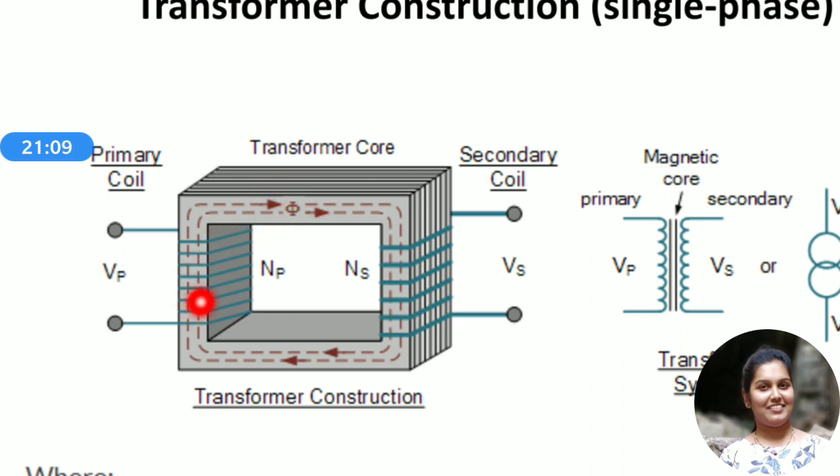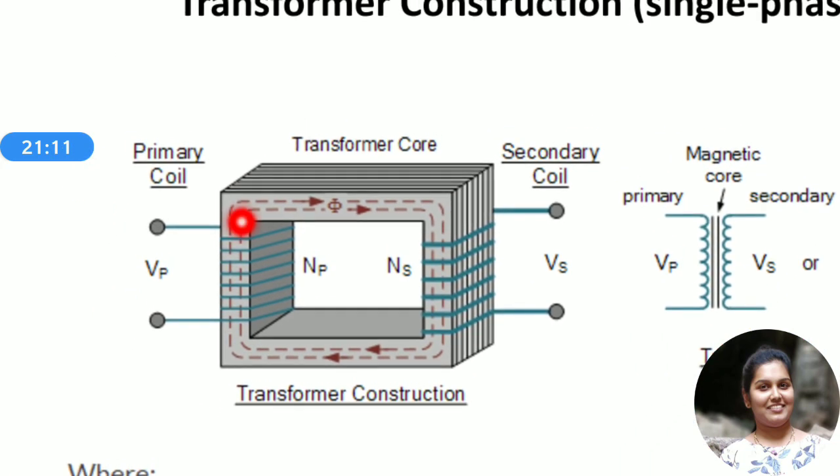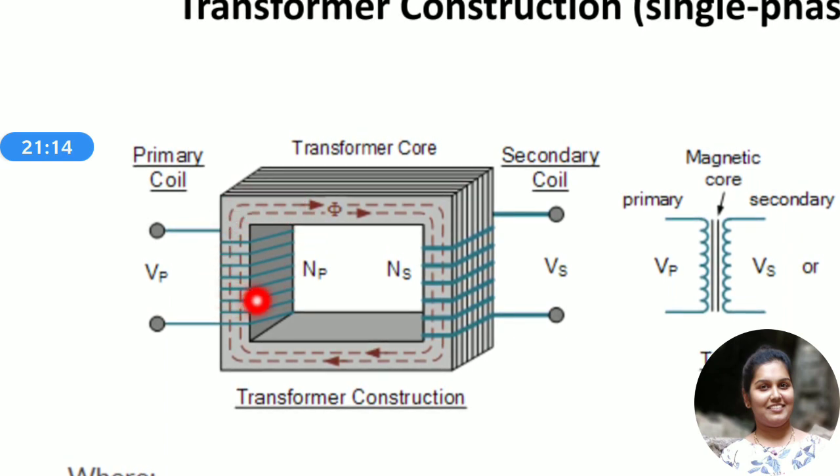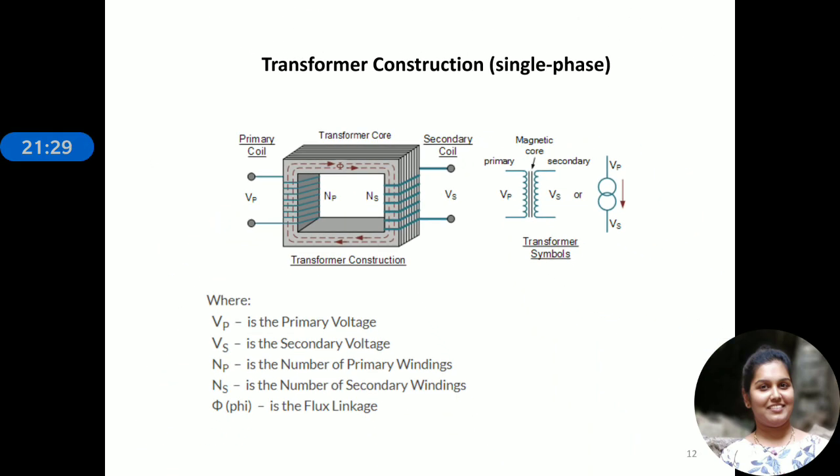When we apply a current onto the primary winding, because of the current flowing in the primary winding, an EMF will be developed in the secondary winding. This EMF is developed because of the flux that is linking from the primary to the secondary. So that flux linkage will be indicated by the letter phi.